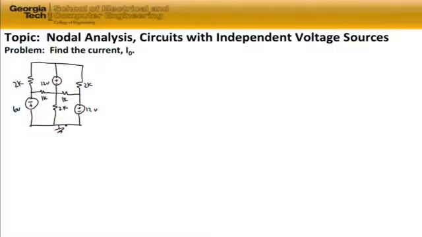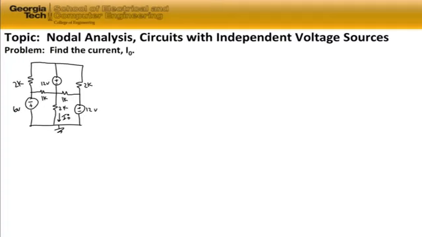The topic of this problem is nodal analysis, and in this problem we're going to solve a circuit with independent voltage sources. The problem itself is to find the current I sub 0, and I sub 0 is defined as the current flowing down through the 2 kilo ohm resistor in the center of the circuit.